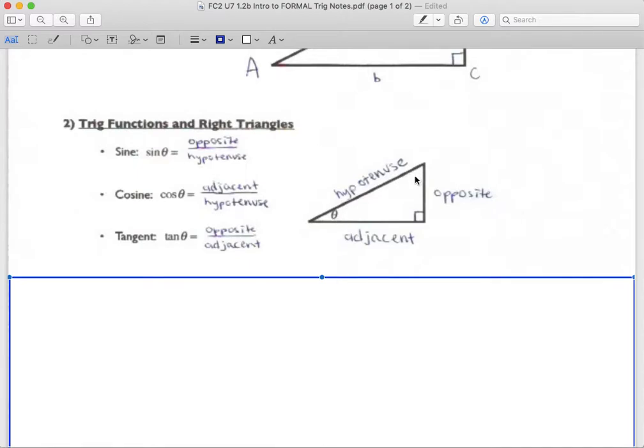If I were to put theta up in this corner, my opposite would now be where the adjacent is, and the adjacent would be in the place of the opposite. But the hypotenuse is always across from the right angle. That never changes. So pause here if you want to copy this down. Well, okay, not if you want to. You need to copy this down, so pause if you have not done so already.